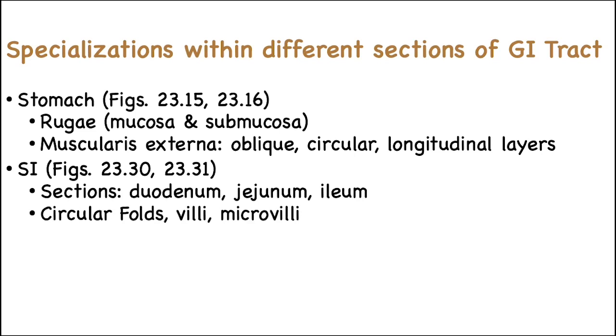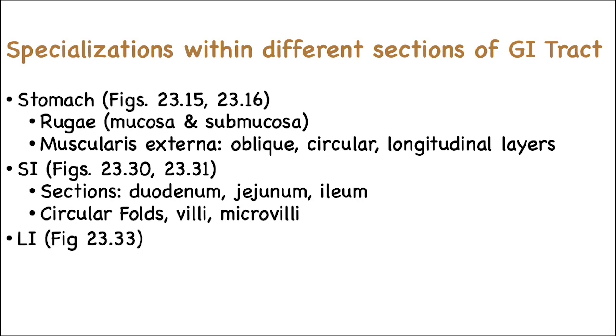The mucosa and the submucosa make permanent folds called circular folds. Within the mucosa, you have finger-like projections called villi, and the plasma membranes of the absorptive or simple columnar cells form finger-like projections called microvilli. All 3 of these structures are used to increase the surface area in the small intestine for absorption.